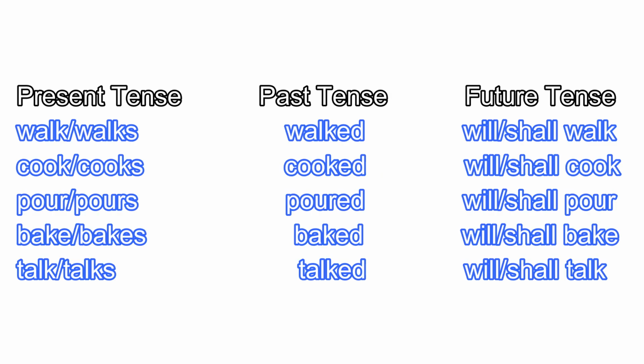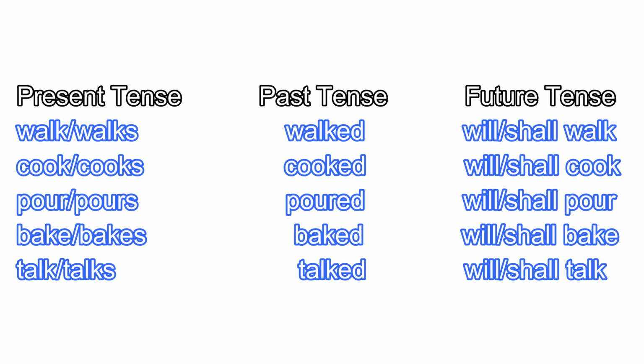Understand? Here are some examples of tenses of verbs. Walk and walks are in the present tense. Their past form is walked. And the future tense is will walk. Cook and cooks are in the present tense. Their past form is cooked. And it becomes shall or will cook in the future tense.